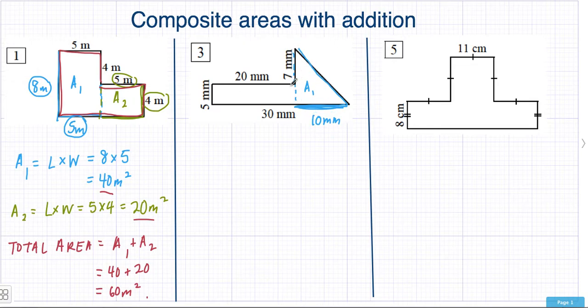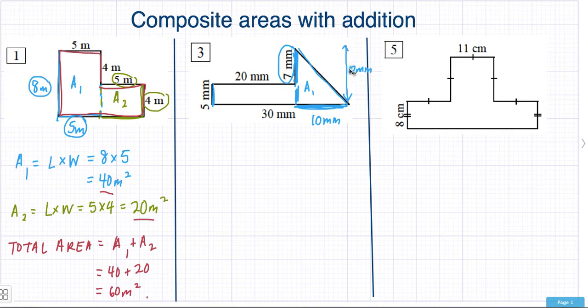Now the height of this triangle is a little bit tricky too. Can you see there's a 7 millimeters here, but that's only for this bit. We also need this bit, and that bit you can see, look across, is 5 millimeters. So that means that the total height of this part, I'm just going to draw it over here, is going to be 7 plus 5, which is 12 millimeters.